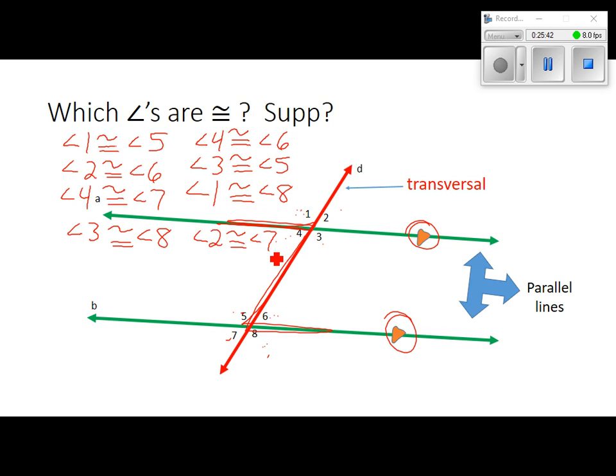Then the supplementary angles, again, I'm not going to go through all the linear pairs and everything, but the supplementary angles, the roommate ones, angle 4 has to be supplementary to angle 5. And angle 3 has to be supplementary to angle 6. 3 and 6 are supplementary because they're both right here, they're roommates together.